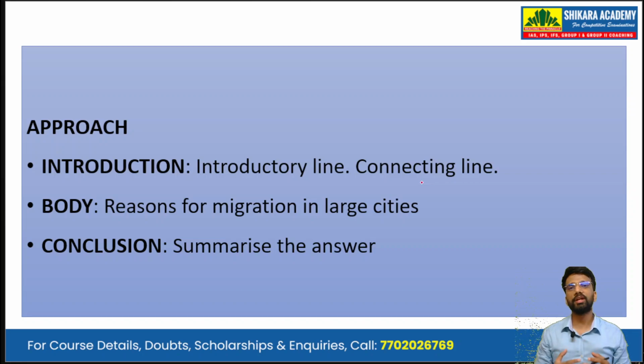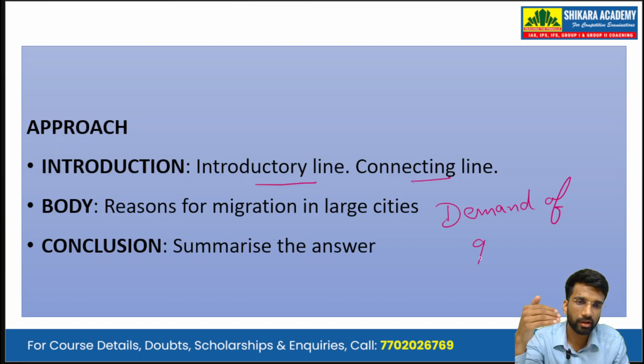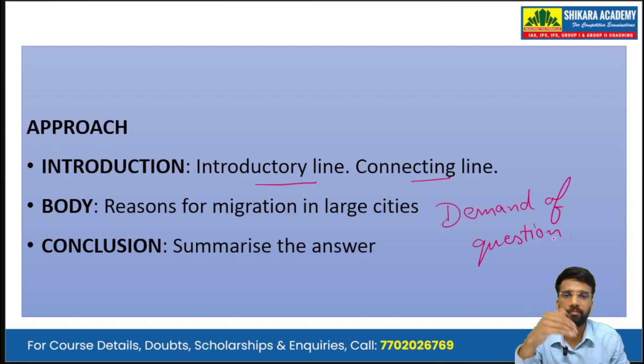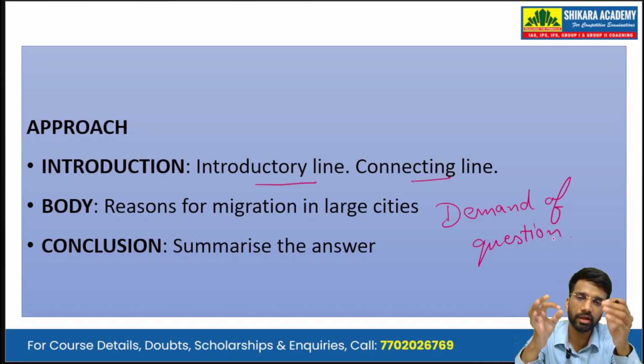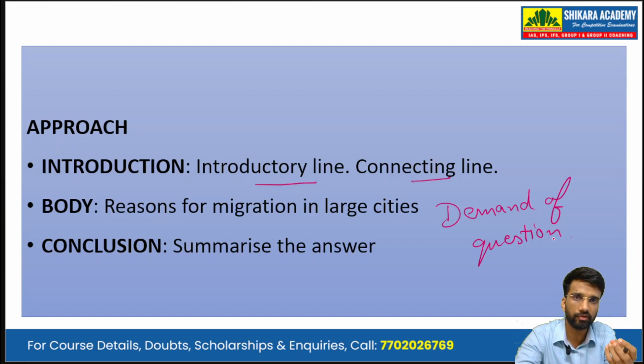So let's see what approach we can take in answering this question. We will be doing our tried and tested IBC approach, the introduction, body, conclusion approach. We write an introductory line, then we connect that introductory line to the main body with a connecting line. Then in the body, we answer the demand of the question. The demand of the question must be answered in the body. And what is the demand? We will be discussing the reasons for migration to large cities. Now, in conclusion, we summarize the answer that we have written in just 2 or 3 lines.